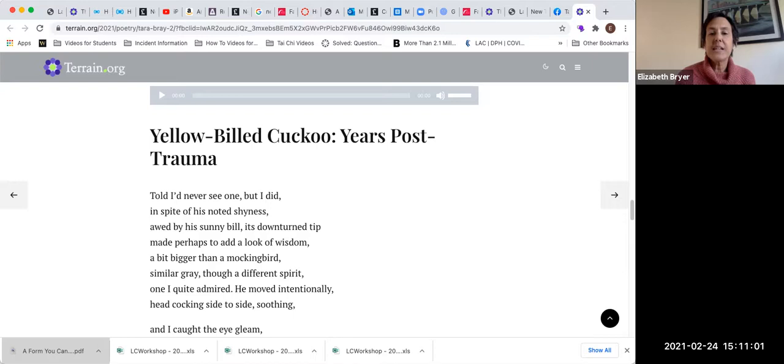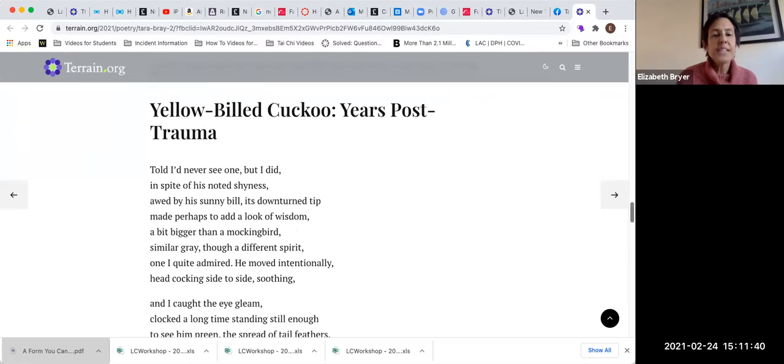And I always like starting with the title. So the title of this poem is Yellow-Billed Cuckoo, Years Post-Trauma. That title is kind of interesting to me because the first part of it is clearly about a bird. And then it says years post-trauma, which makes me think that this speaker, this poet, has something very traumatic in their past. So that makes me think both those things might be happening together in the poem. And of course, I'm curious.